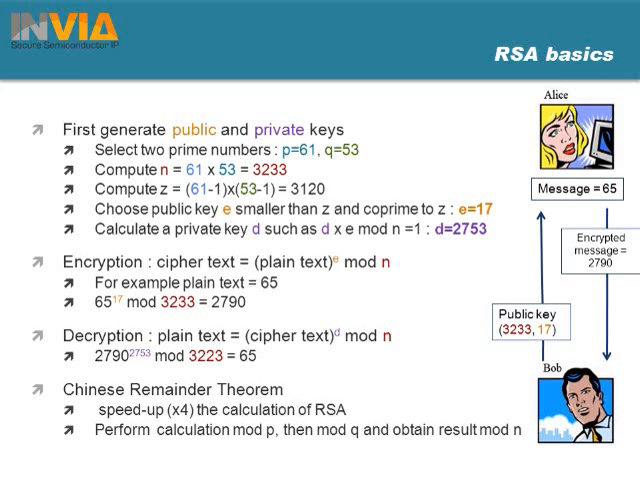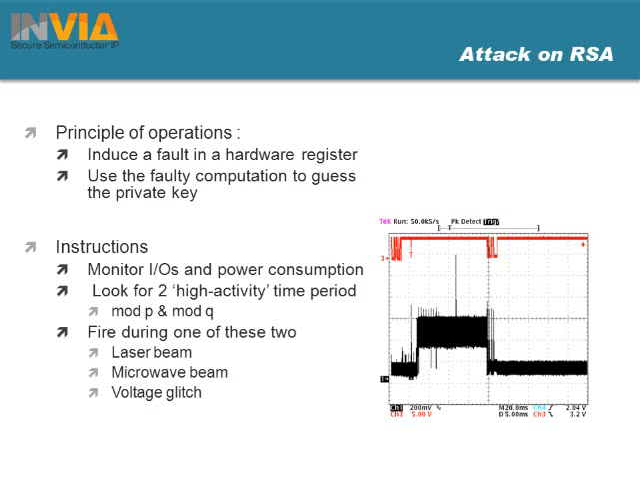So the idea with the CRT is, instead of doing all the calculation modulo n, which is called the public modulus, which is usually a very large number, you perform the calculation modulo p, then modulo q, and you obtain the result modulo n. Well, the problem of this is, here's what you can do.